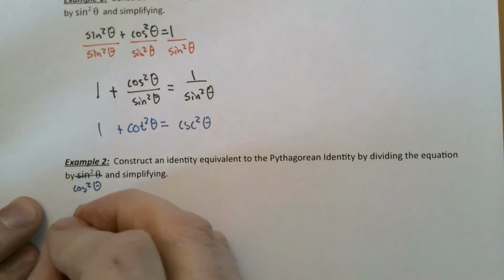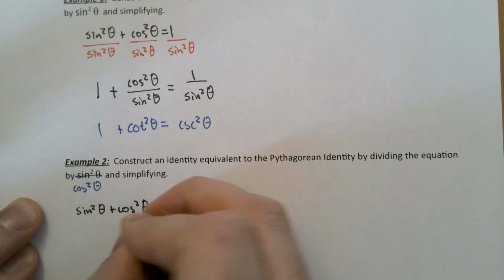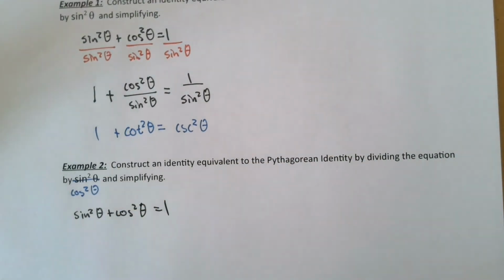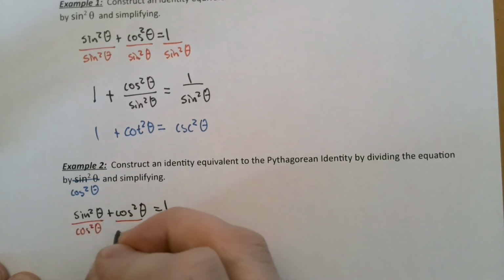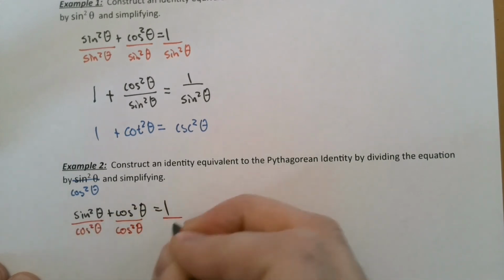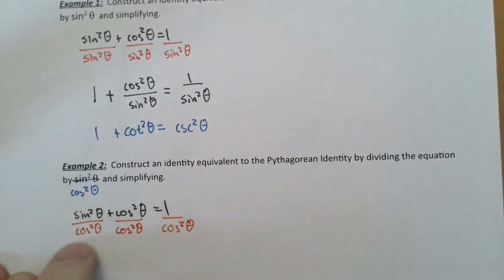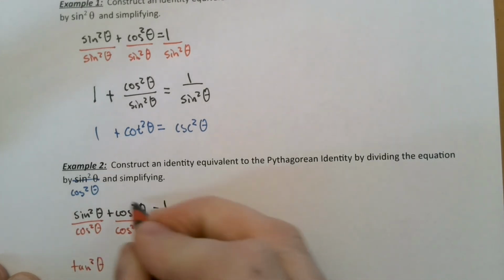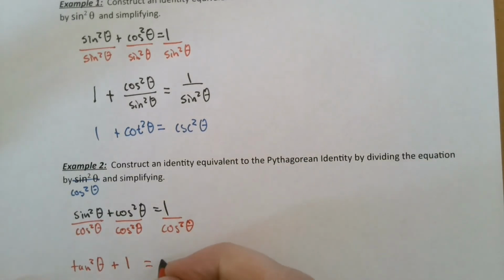So I'll rewrite my Pythagorean identity. And now I'm going to divide the entire equation by cosine squared theta and see what we get. This one I'll do with a few less steps since you've already seen me mess with it up here. Sine squared over cosine squared is the same thing as tangent squared theta. This is the same thing as 1, and then 1 over cosine squared theta is secant squared theta. And there's the new identity.